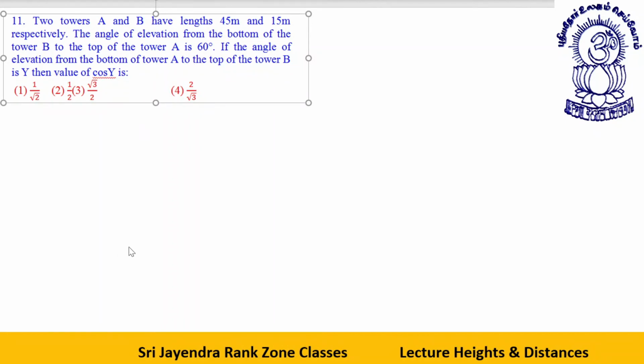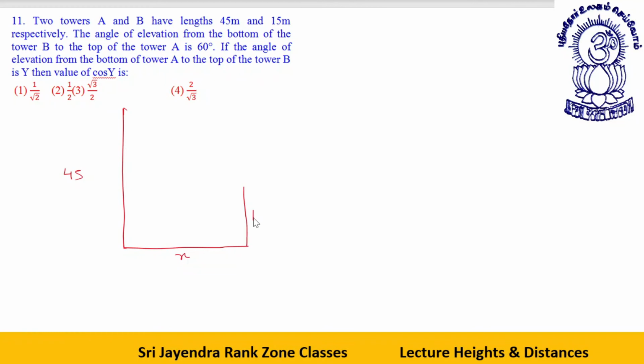Dear friends, we have a very simple thing. We have a common base. Let's say this is x. The height of this tower is, let's say, 45 given. The height of another is 15. The angle of elevation from the bottom of tower B to the top of tower A is 60 degree. Now you have to determine what will this angle be.